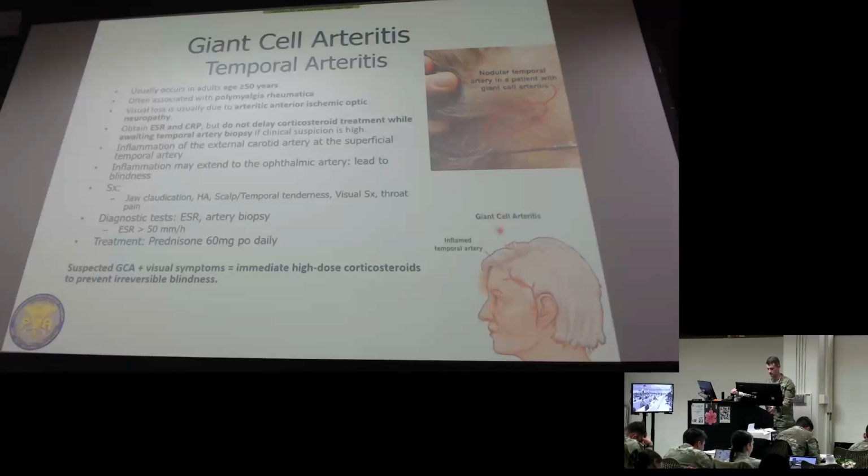What happens here is when you look under a microscope, the cells look bigger than everything else, so they said, oh, it's giant cell arteritis. Sometimes you need to diagnose it by doing a temporal artery biopsy. Other times you can kind of do it clinically.